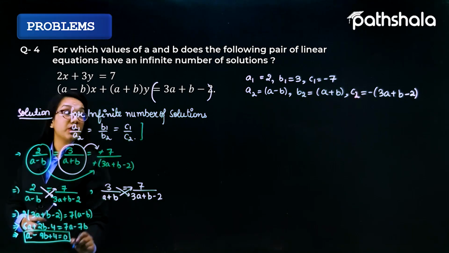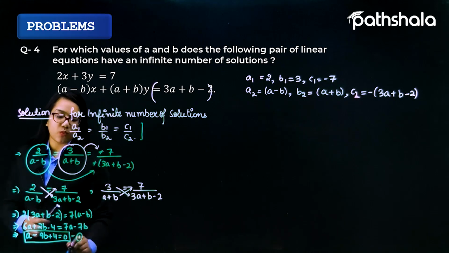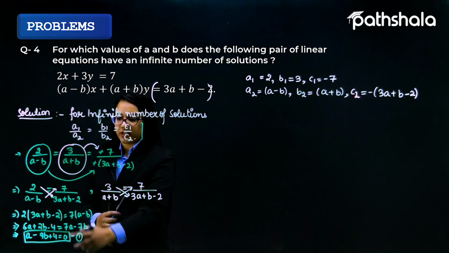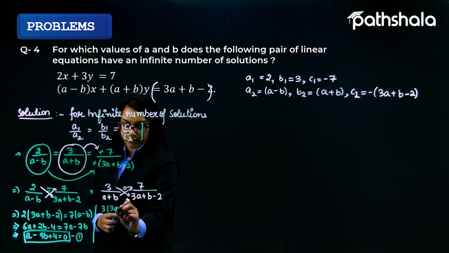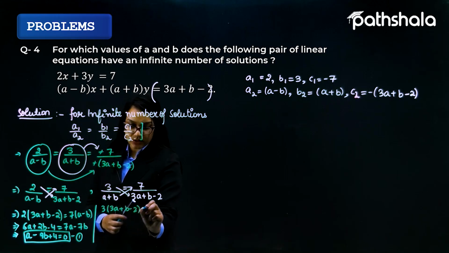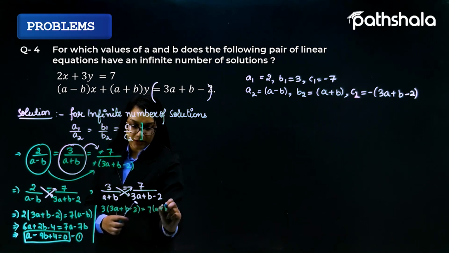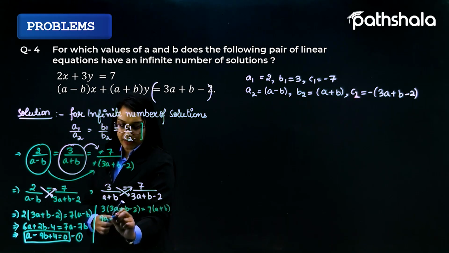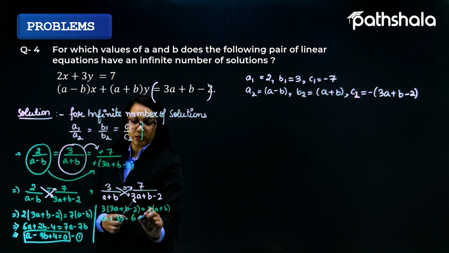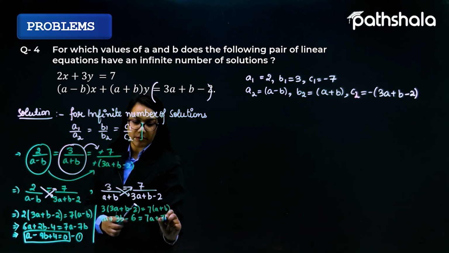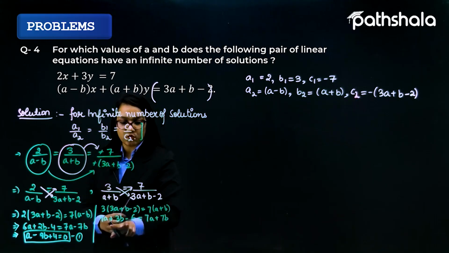So let us suppose we are taking it as equation number 1 that we are getting after solving this. So further we will solve this equation as nothing but 3 into (3a plus b minus 2) is equal to 7 into (a plus b). So further we have 9a plus 3b minus 6 which is equal to 7a plus 7b. Now let's just take these terms toward this side.